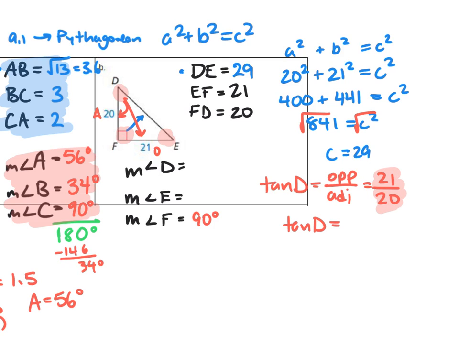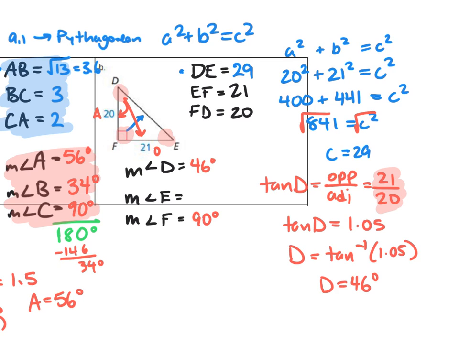So if I take 21 and divide it by 20, I'm going to get a decimal, in this case, of 1.05. So to find D, I'm going to do the inverse tangent. I'm going to take that ratio and now find the angle measure of that angle D. In this case, by rounding to a whole number here, I would get D is 46 degrees. So there we go, 46 degrees.